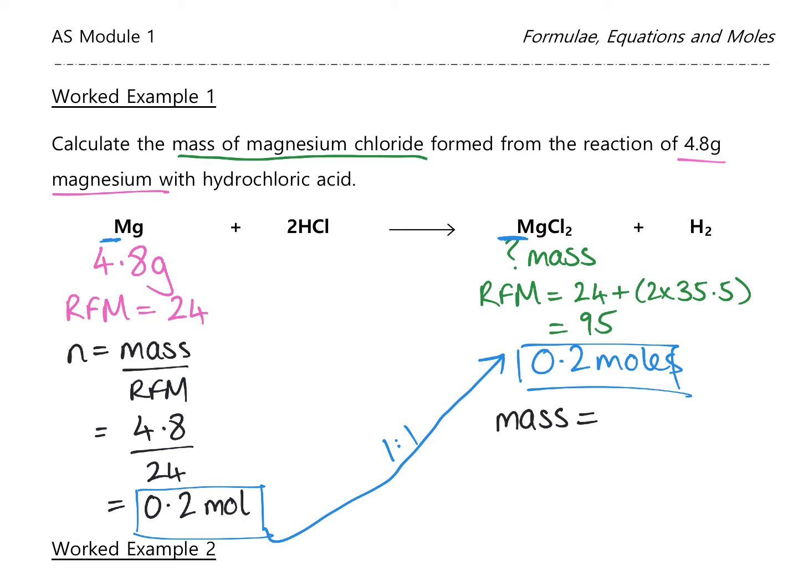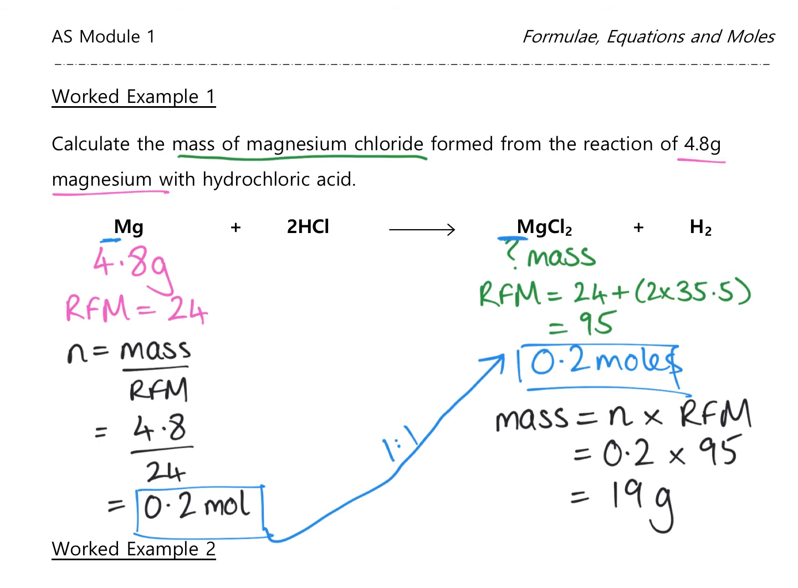So at this stage, just one final step of the calculation. I use the rearrangement of my mass and moles equation to mass equals n times RFM. My number of moles is 0.2 and the RFM is 95. You can see how it's handy to have that worked out already. And that should come out in your calculator as 19, and then the units are grams.